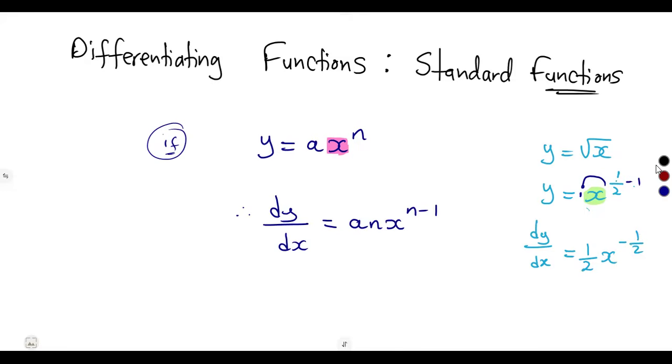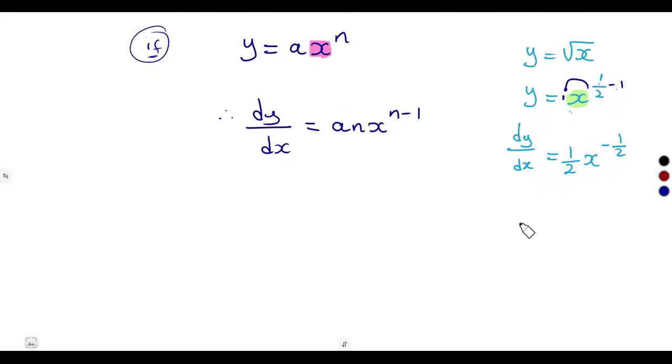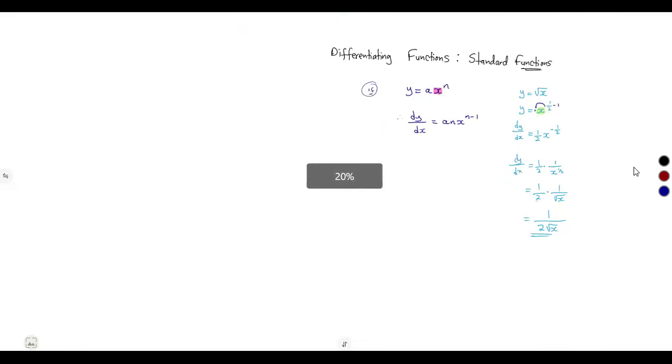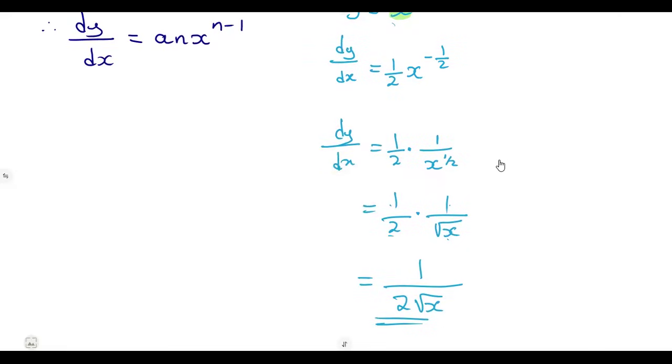Because of our laws of exponents, remember when a term is raised to a negative exponent, how do you get rid of that negative exponent? Here, x raised to the exponent of negative a half simply means 1 over x to the exponent of a half, which is the same as 1 over the square root of x. Remember how we had the square root and we wrote it as x to the exponent of a half? So we still have the square root concept. Multiplying these, numerator to numerator, that's 1, and 2 times the square root of x in the denominator. So that is the derivative of y with respect to x.